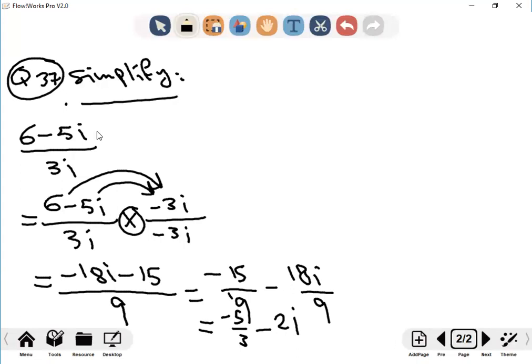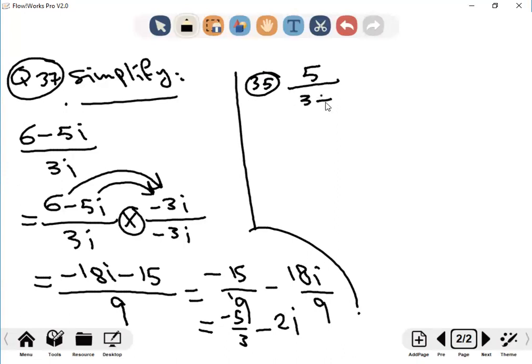35. Same idea, 35. Let's do it. 36 is the same idea as 37. I'll do 35, okay? In 35, we have 5 over 3 plus i, equal to 5 over 3 plus i multiplied up and down by 3 minus i over 3 minus i, right? Now multiply up, multiply down.